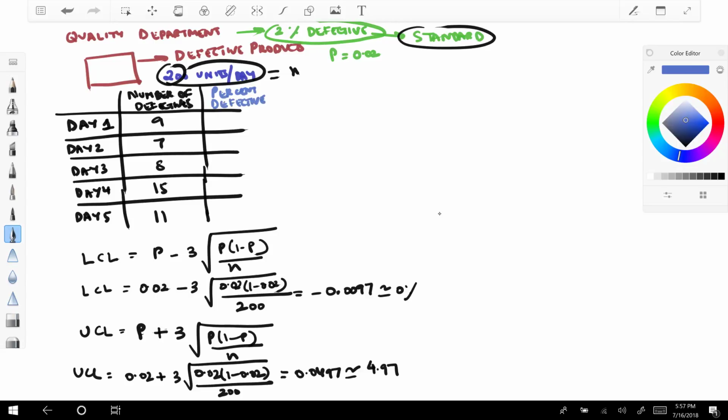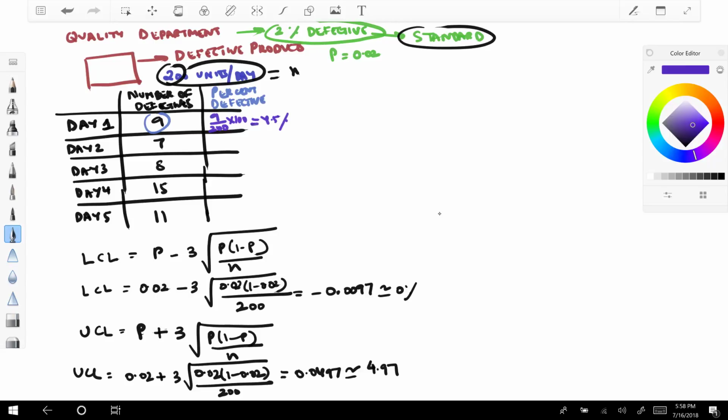So to convert this 9 into percent, we will do 9 divided by 200. So out of 200 samples, we have 9 defective. So 9 divided by 200 multiplied by 100, that is going to give us 4.5%.